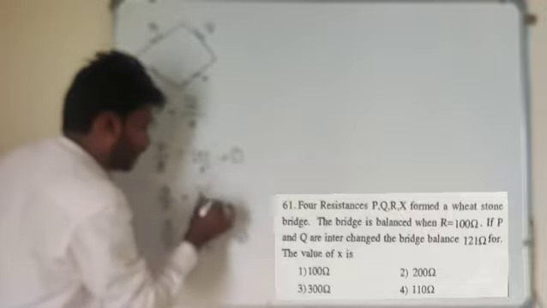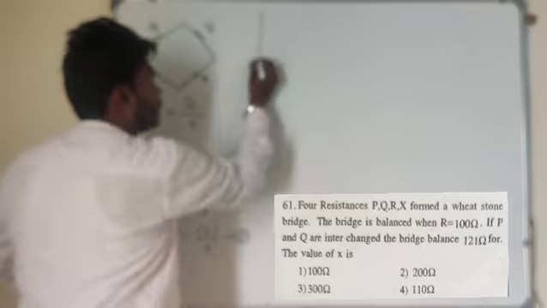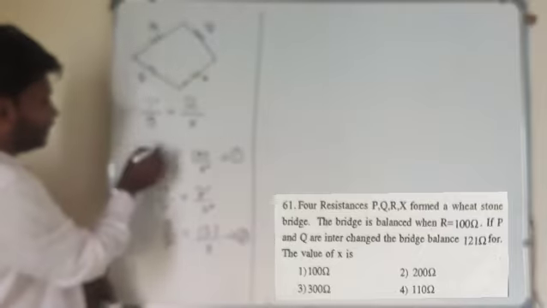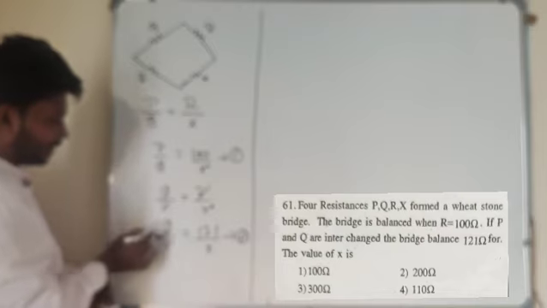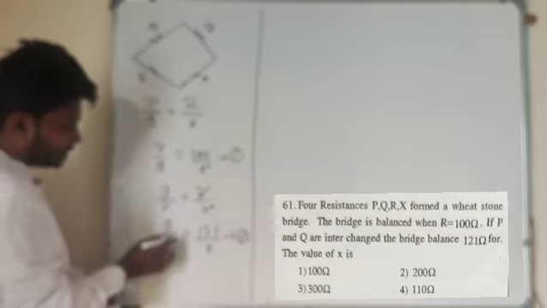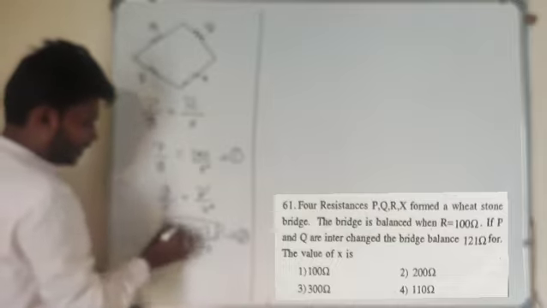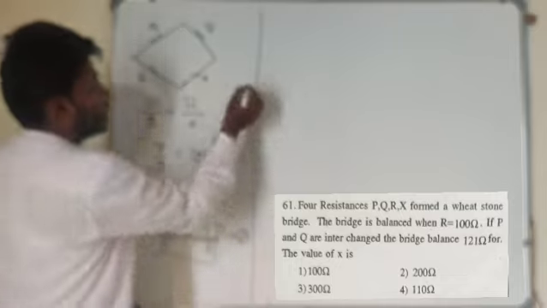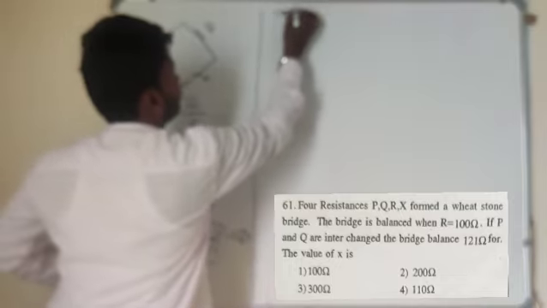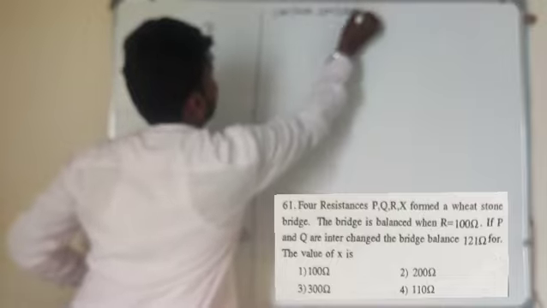Which thing they asked to find out here? What's the value of X? So X value I have to find out here. Look at here, P by Q value is equal to 100 by X. I will compare equation 1 and 2. Q by P is what? 121 by X. Here Q means 121, P means X here. So look at here, again compare equation 1 and 2.